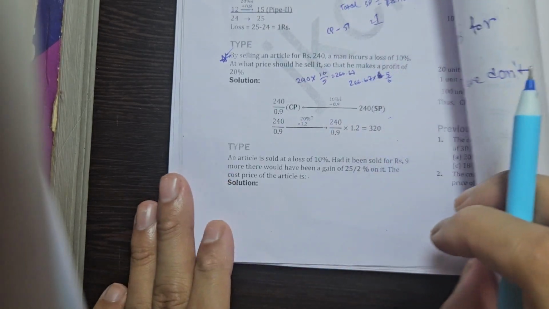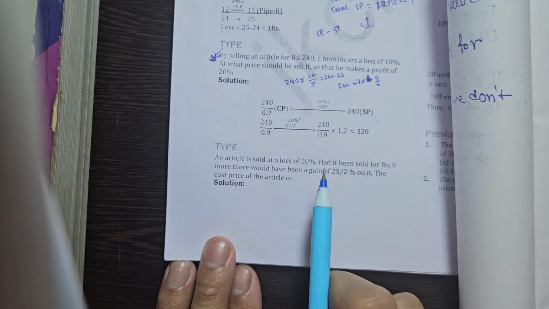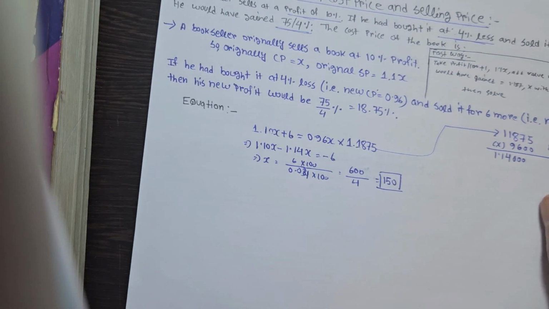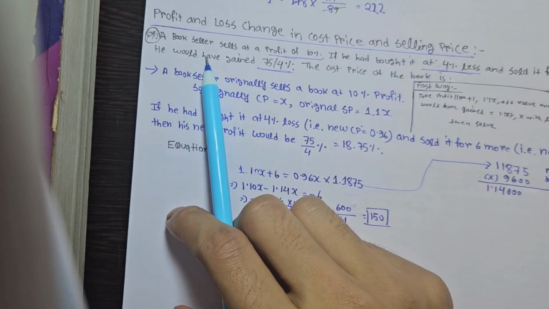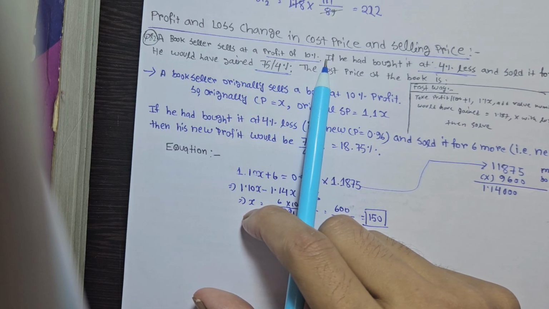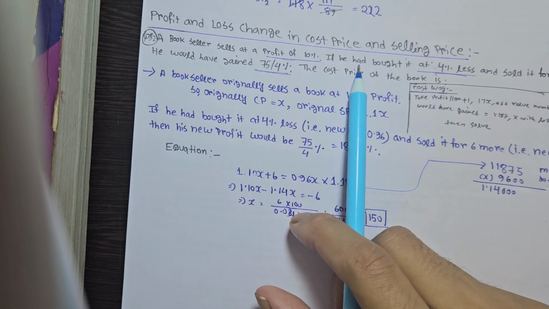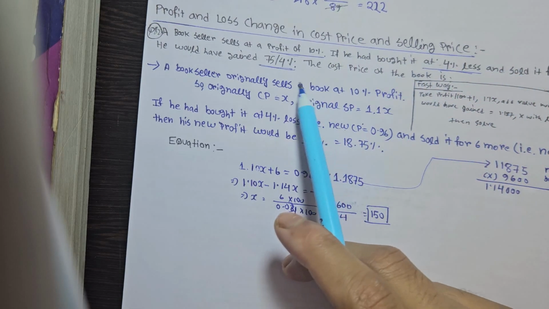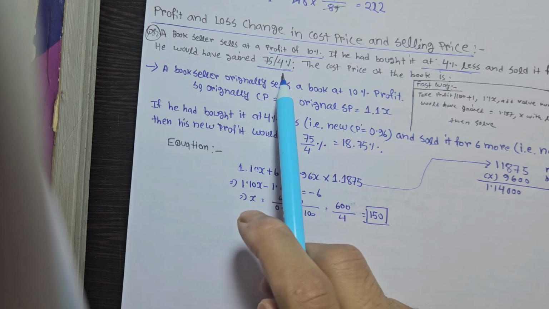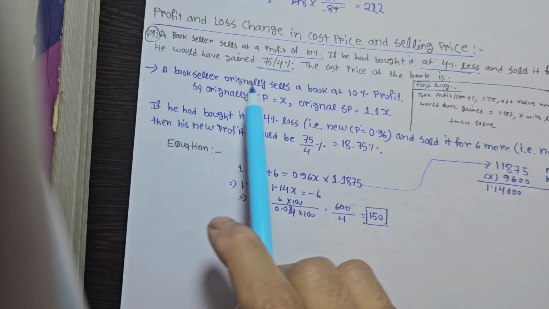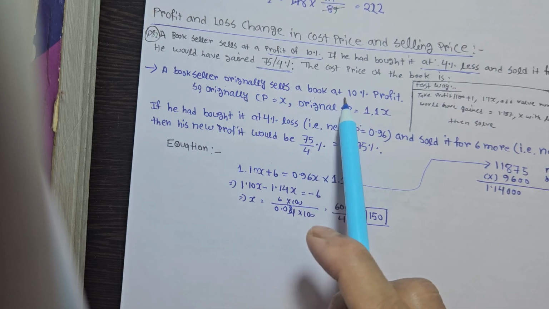So let's see, there is a set of formulas that we use to solve these kinds of problems. And this one, if you see, it is also a bit similar. A bookseller sells at a profit of 10%. If he had bought it at 4% less and sold it at 6 rupees more, he would have gained 75 by 4 percent. The cost price of the book is? So a bookseller originally sells a book at 10% profit.